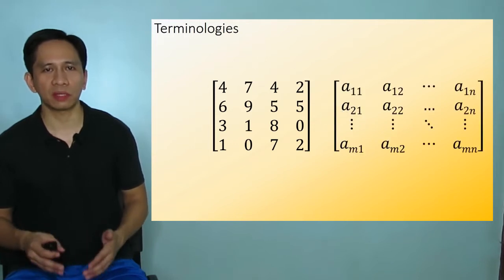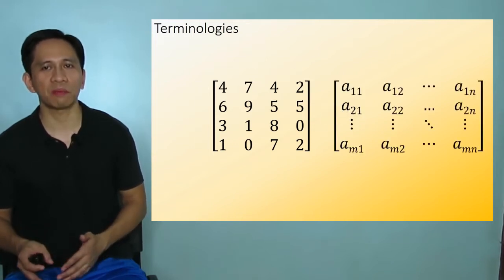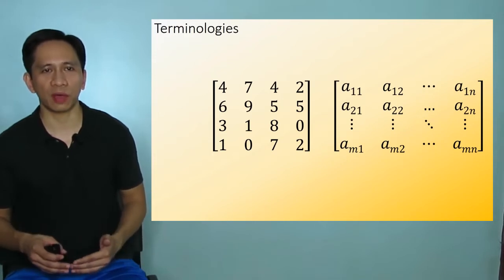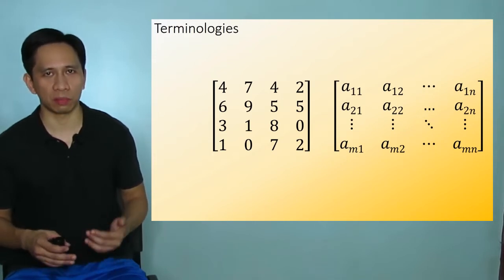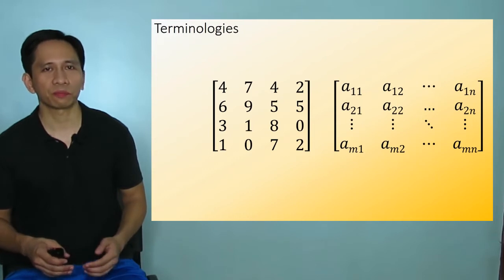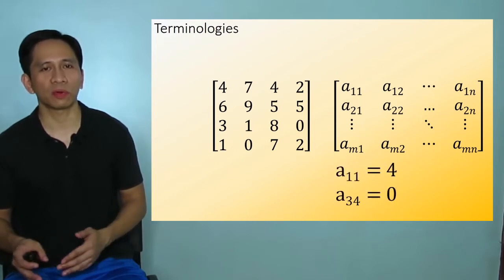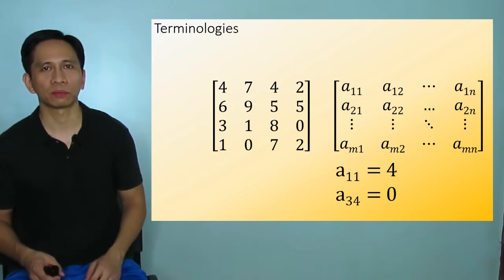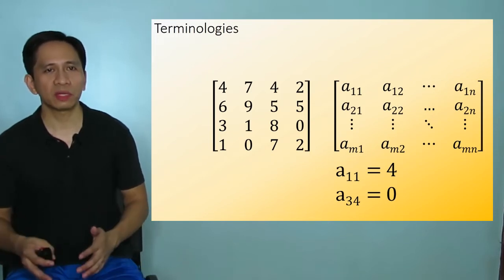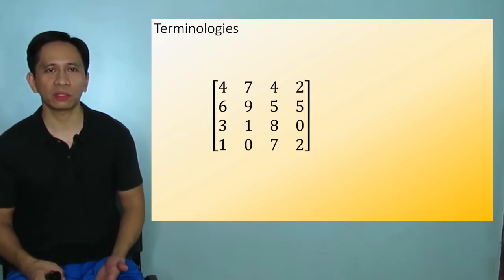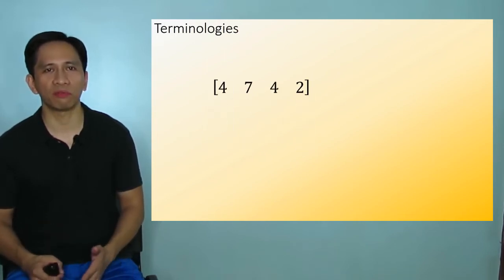Each number in the matrix is called an entry, element, or component, and the position of the entry is defined by the row and the column where it belongs. Therefore, A11 equals 4, A34 equals 0. A matrix with only one column is called a column vector, while a matrix with just one row is called a row vector.